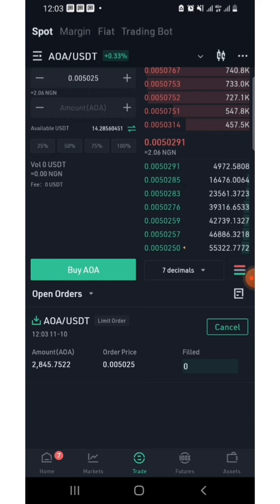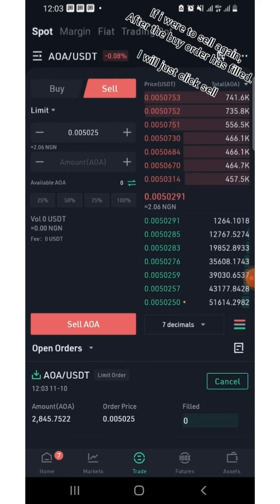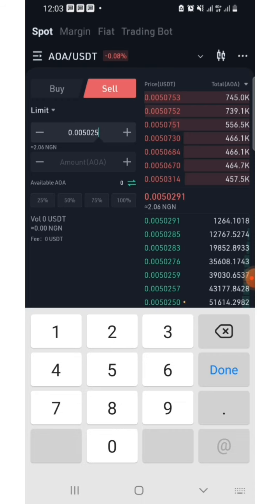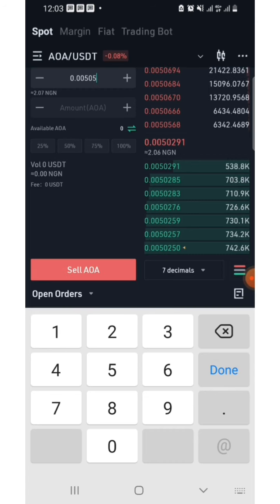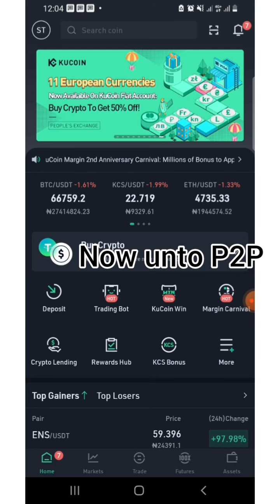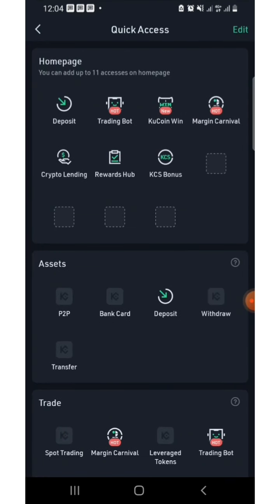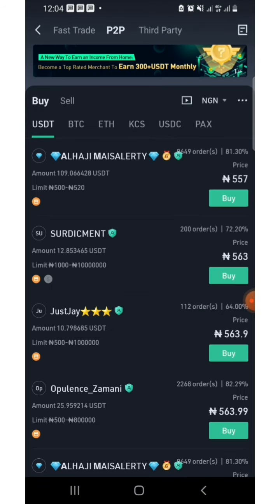This is the spot trading. Remember, we've done the selling, this is buying. If I wanted to sell again, if this buying order has filled up, I will just click on sell, put the price I want to sell at. Remember, on spot trading, you buy at a low price with the expectation to sell at a higher price. So I bought at 50-50. If I'm going to be selling, I need to be selling at 50-500, which is what I hope to sell at. The next is to trade P2P.